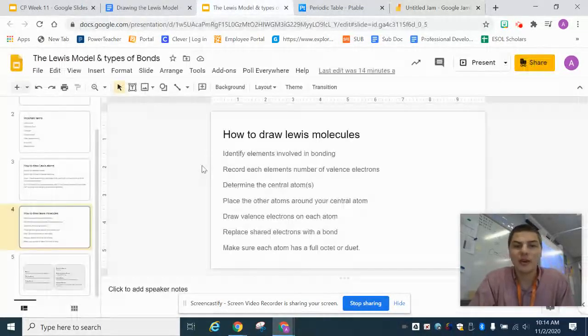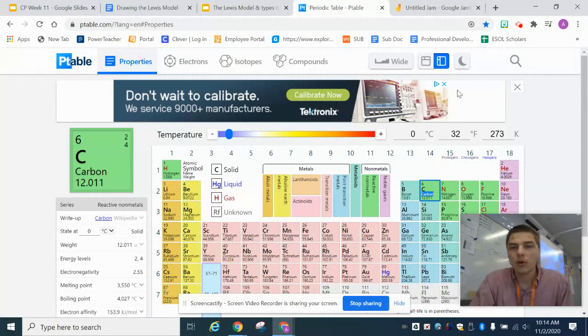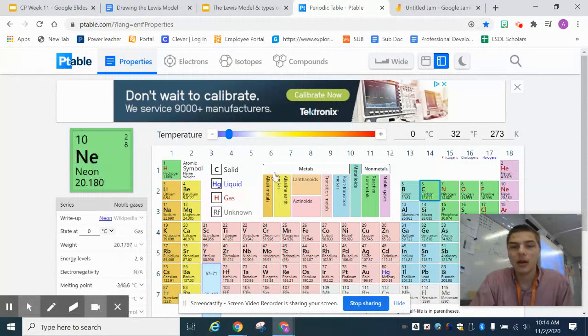So if we go through the steps, the first one is to identify the elements involved in bonding. So we have carbon and hydrogen. Carbon has 4 valence electrons, hydrogen has 1. Looking at the periodic table, carbon wants to have 8 like neon, and hydrogen wants to have 2 like helium.